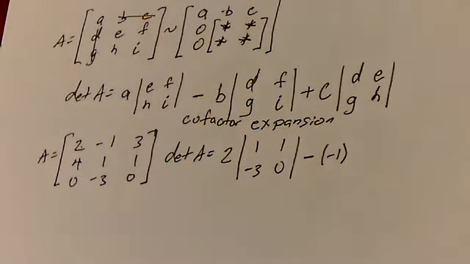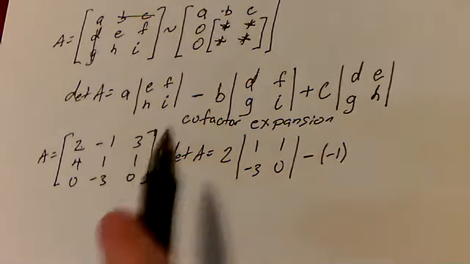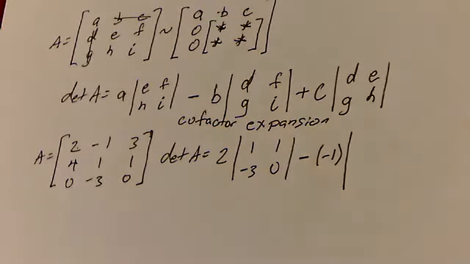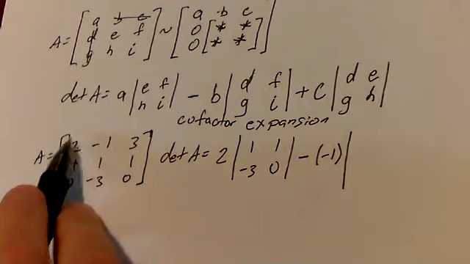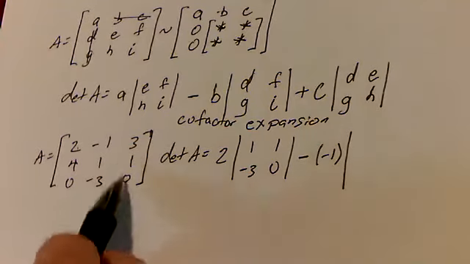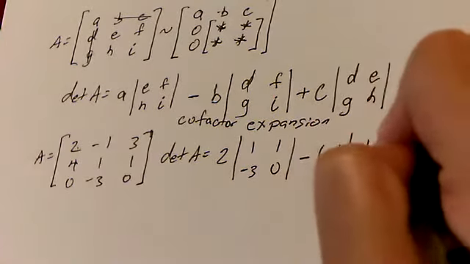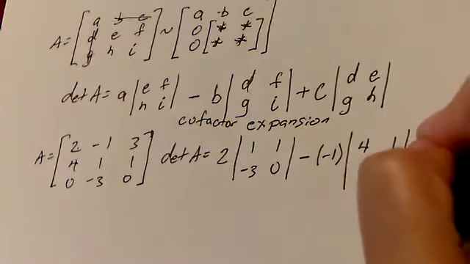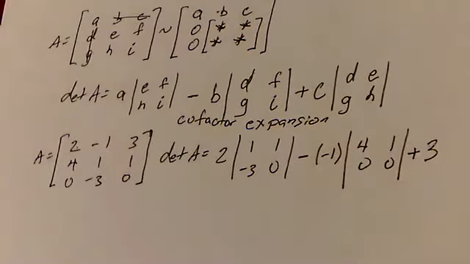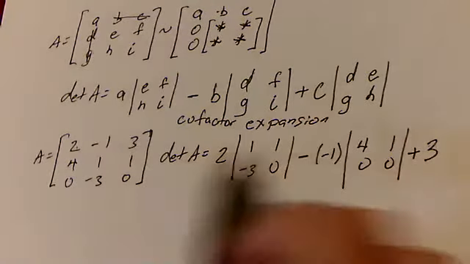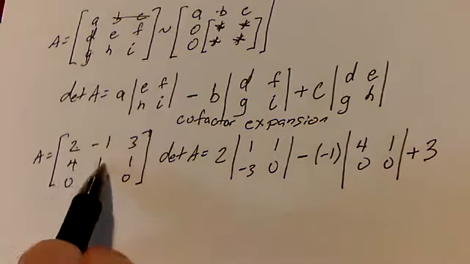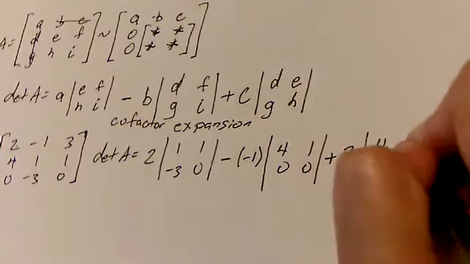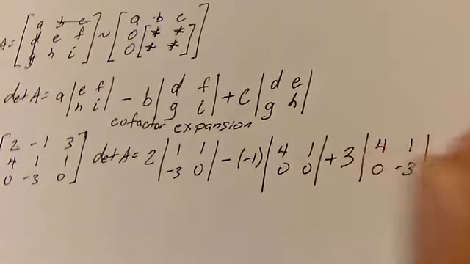Be very careful about your signs, positive negatives, and keeping those straight. Make sure you take care of those and you're careful. So ignore the row and column that it's in. I'm left with 4, 0, 1, 0. And then the third spot here is going to have 3. Again, ignore the column and the row that it's in. I'm left with 4, 1, 0, -3.